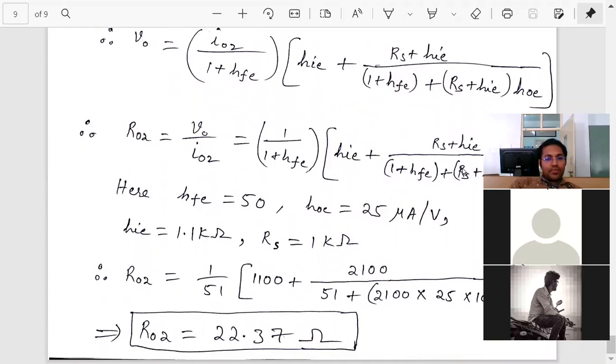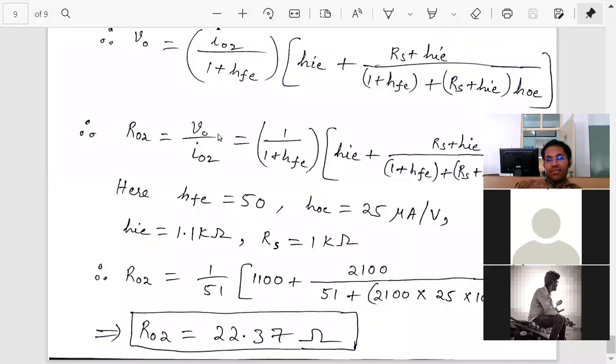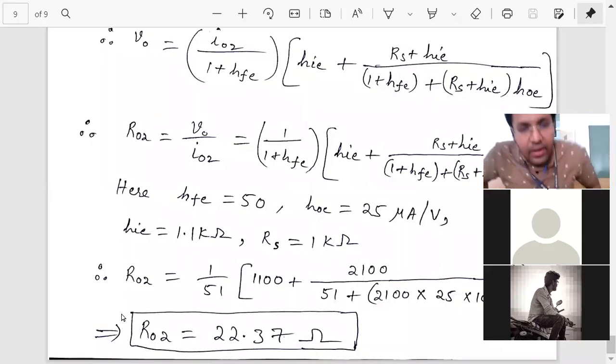Just substituting these values, right? Now once you derive the expression, substituting these values, R naught 2, you are getting 22.37. These values already given in the question, isn't it? This we have derived. Substituting the values, we are getting the R naught 2.